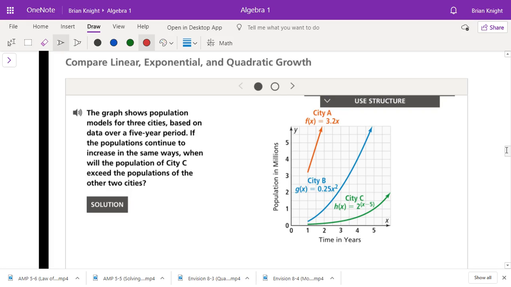So what you're going to do, grab your calculators, go to y equals, okay? When you go to y equals, make sure at the very top none of your plots are on. See, it says plot 1, plot 2, plot 3. Make sure none of them are highlighted. If they are, click on it and unhighlight it, all right? So let the first y be 3.2x. Let the second y be 0.25x squared. And let the third y be 2 to the x minus 5 power.